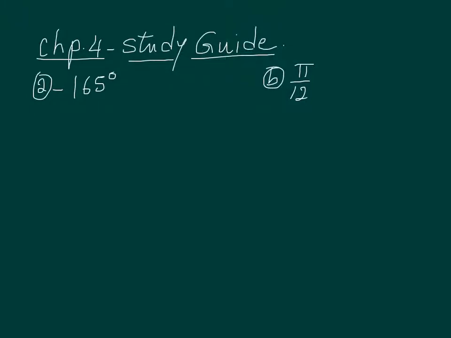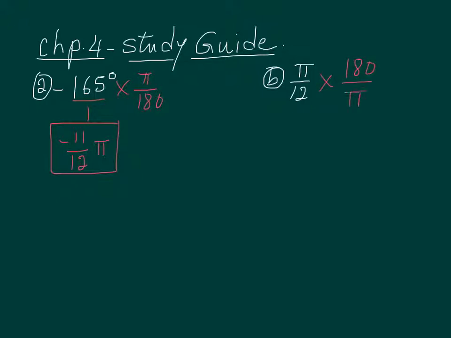Chapter 4 Study Guide. We're starting with number 2, converting degree to radian by multiplying by pi over 180. And if you reduce it, it's going to reduce to negative 11 over 12 pi. Both of those numbers are multiples of 15. Here, you're going to have to multiply by 180 over pi to go to degree. Pi cancels out. 180 divided by 12 is going to give you 15 degrees.